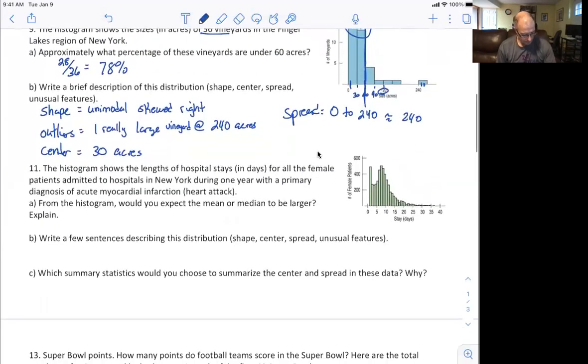11. The histogram shows the length of hospital stays of the female patients admitted to the hospital in New York with a primary diagnosis of acute myocardial infarction. My favorite word to say of the whole class. Anyway, it's a heart attack. From the histogram, would you expect the mean or the median to be larger? This is the part that we haven't got into a great deal at all.